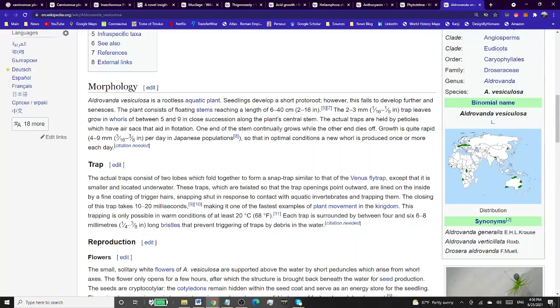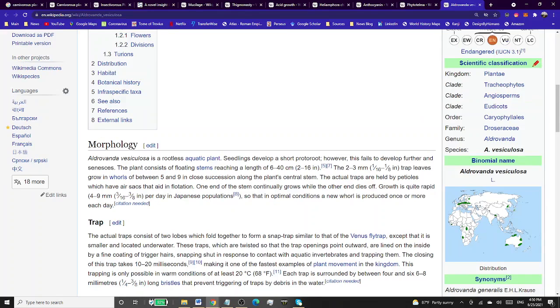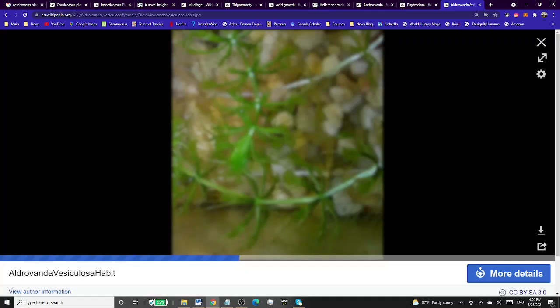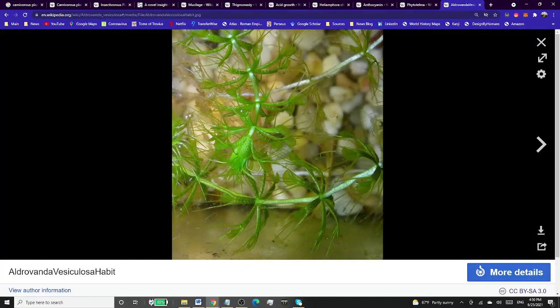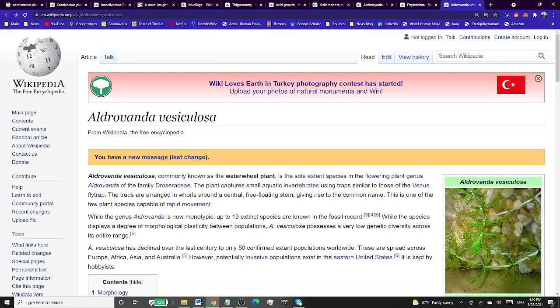So they have underwater snapping parts. And they're twisted to point open. And they have fine hairs, of course. When you get inside, they snap shut. So 10 to 20 milliseconds. You do not have time. It's extremely fast. So I guess it's these. I think it's these. And they snap shut to grab you. Alright, we also got water wheels.